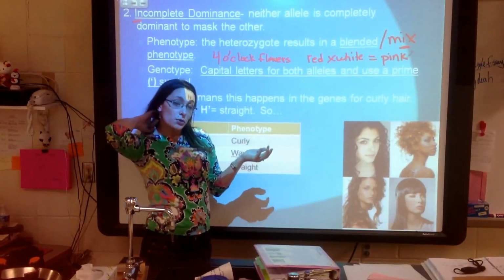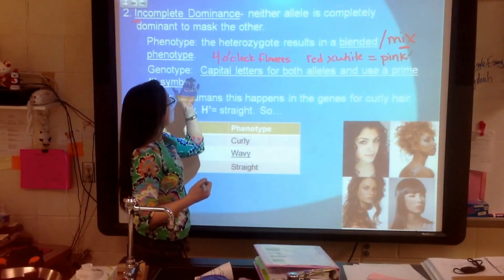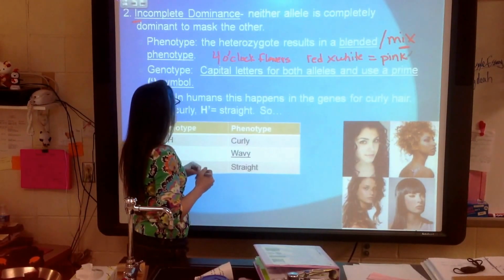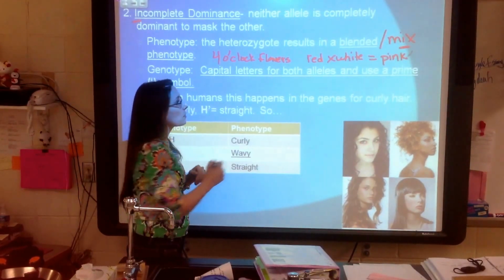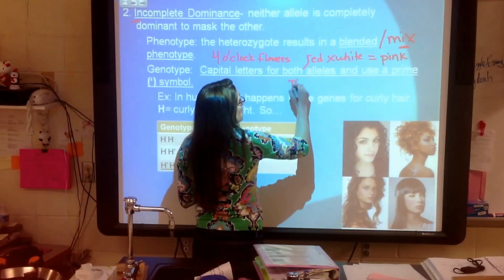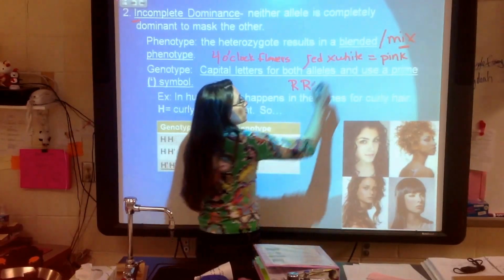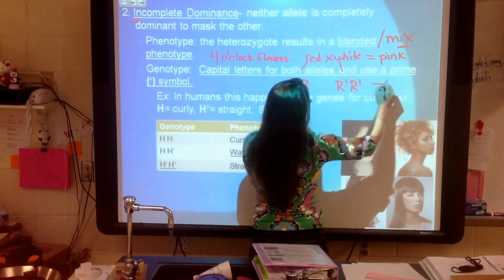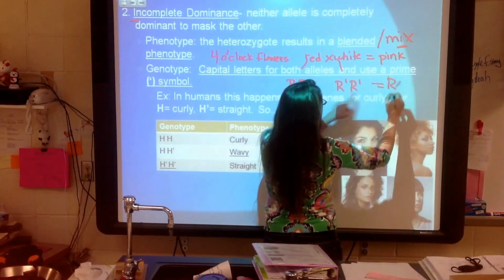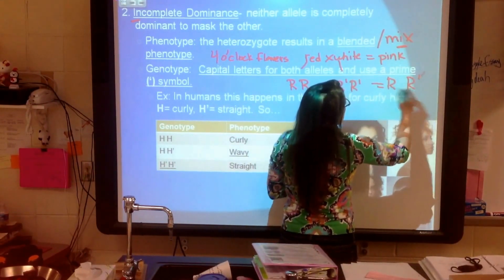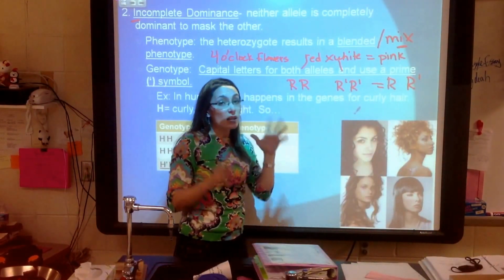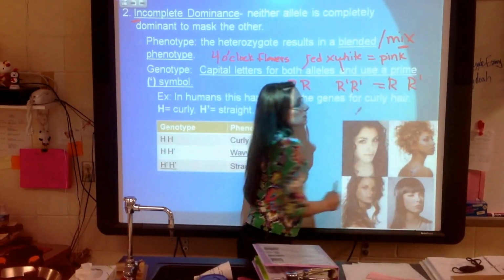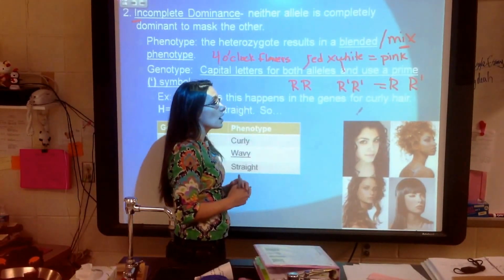And so what we do is we have to, again, use genotype alleles. So a capital letter for both alleles, and one of them gets a prime symbol. So my red is going to be big R, my white is going to be R prime, and my pink, which gets 1 from the red parent and 1 from the white parent, is R R prime. There's no allele for pink. It's the mixing of the two alleles that gives us the incomplete dominance.